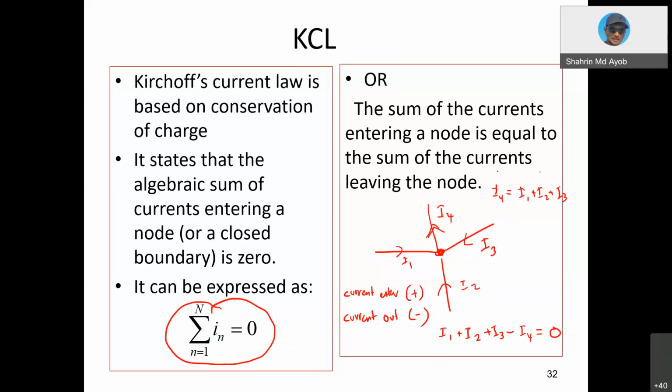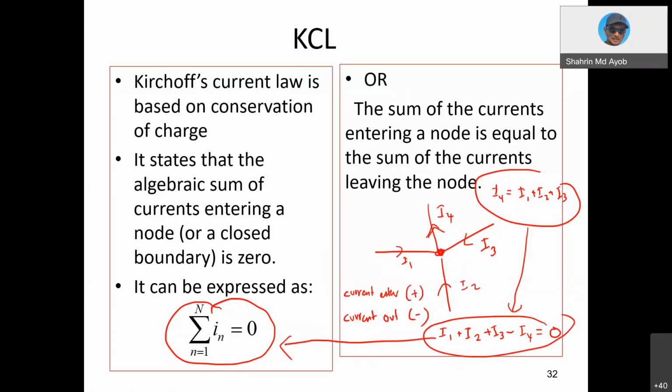This one comes from the basic definition of the Kirchhoff current law. So for this course, always maintain that for the current that enters the node, you must put a positive sign, and for the current that goes out from the node, you must put a negative sign.